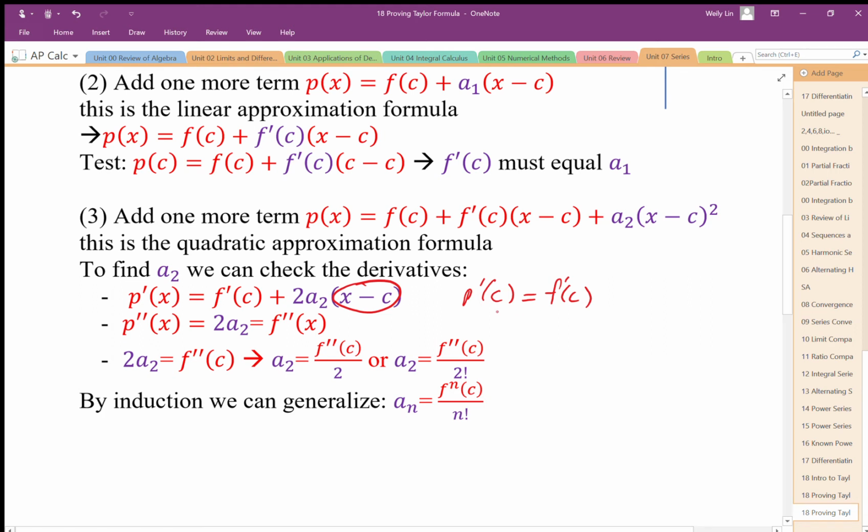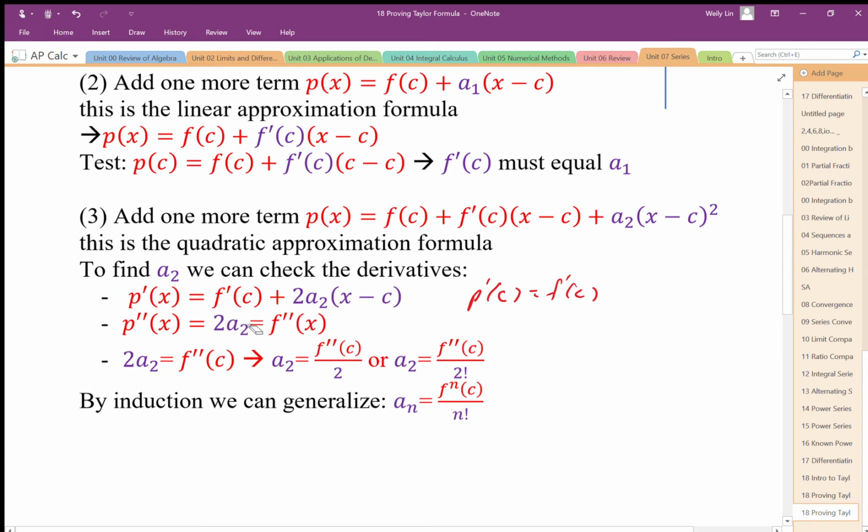Okay, so if that's in fact true, I can then differentiate it one more time. Okay, actually I'll just leave that there. p prime at c is equal to f prime at c. Okay, and if the first term is true, I can differentiate it again. If I differentiate it again, I'm going to end up with 2a2. This is a linear term, so it just ends up being a constant. 2a2 is going to be my p double prime, or my f double prime.